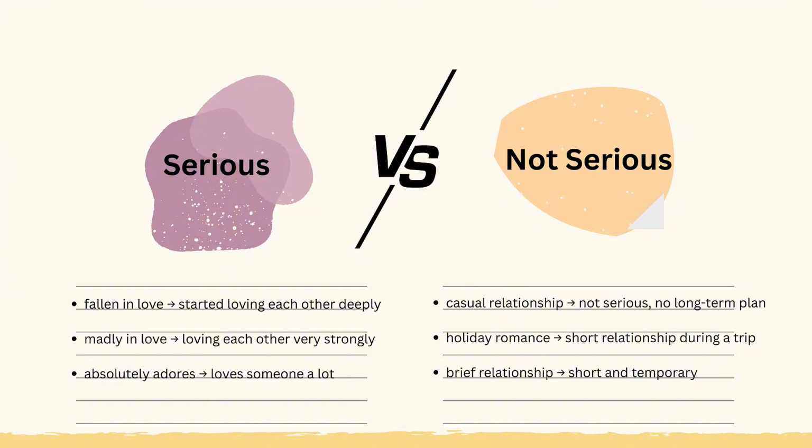Other expressions describe relationships that are not serious. A casual relationship has no long-term commitment. A holiday romance is short and usually ends when the trip ends. And a brief relationship simply doesn't last long. English often shows how serious a relationship is through these expressions.